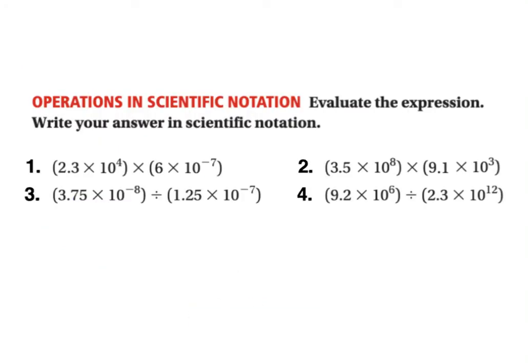So here are 4 examples. You can try it on your own. If you get stuck, rewind the video and look at the examples again. Please remember to leave your answers in scientific notation and do that final check. So make sure before you say I am done with this question, you check to see if that coefficient in front is between or equal to 1 and less than 10. So good luck with these questions, and see you in class.